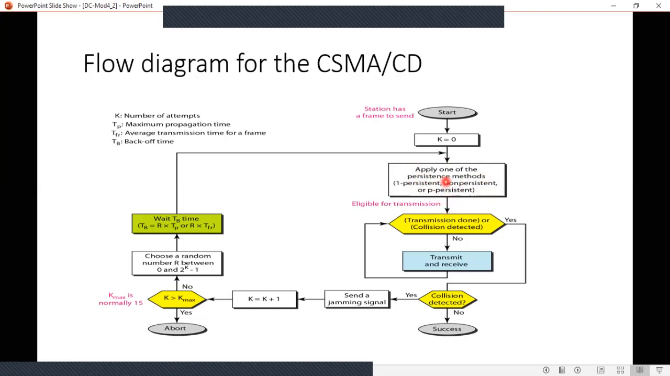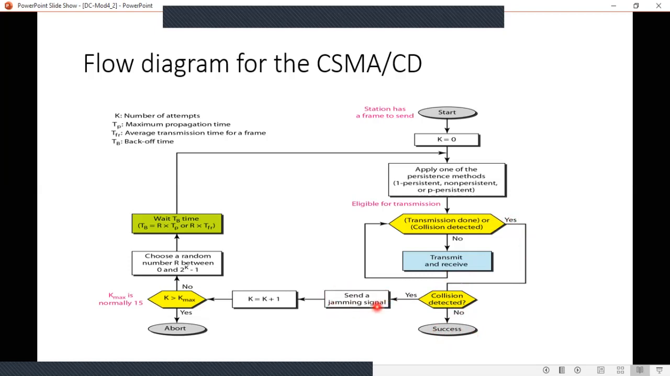When the channel is idle, it is eligible for transmission, right? At this point you are checking if the transmission is done or a collision is detected. If no, that is, the collision is not detected, then transmit and receive. The frame will be transmitted and received. Or else if a collision has been detected, then if collision detected is no, then success, that is, you can transmit the frame. If yes, there is a collision, then send a jamming signal.